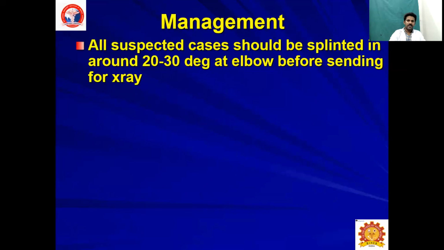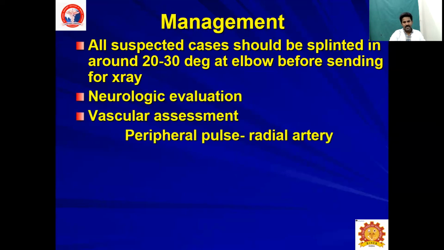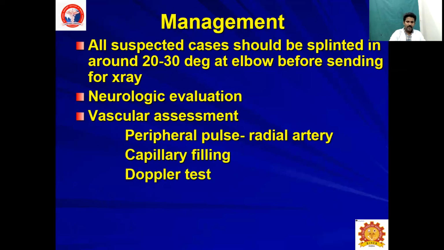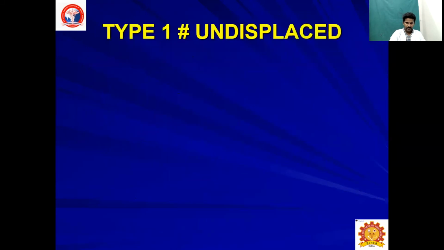Management: all suspected cases should be splinted at 20 to 30 degrees of elbow flexion before sending for an X-ray. Neurological examination is very important. Vascular assessment: peripheral pulse like the radial artery, capillary refilling. If you have facilities like a Doppler test, you can do it. Evaluate for ipsilateral injury anywhere from the wrist to the sternoclavicular joint, which we have discussed before.